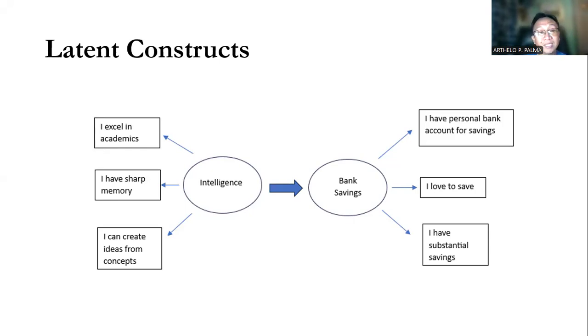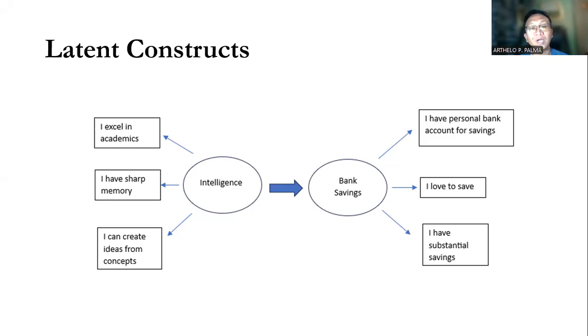Basically, you can really measure this by using a questionnaire. Remember, you have this questionnaire in which you indicate numbers, one for do not agree and five for agree very much, or something like that. So it's two extreme numbers. I excel in academics, I have sharp memory, I can create ideas from concepts. These are actually variables that could measure intelligence in this concept. And intelligence here is the latent construct or variable.